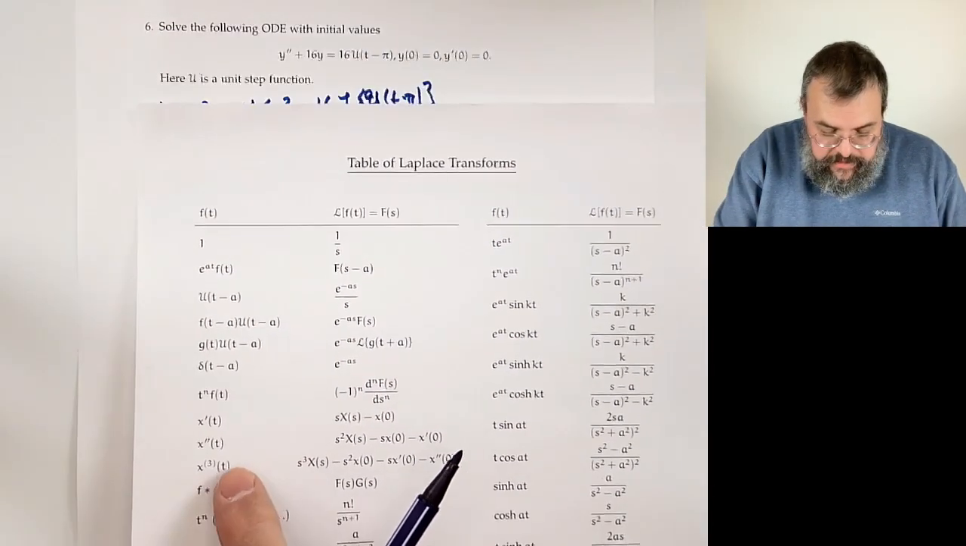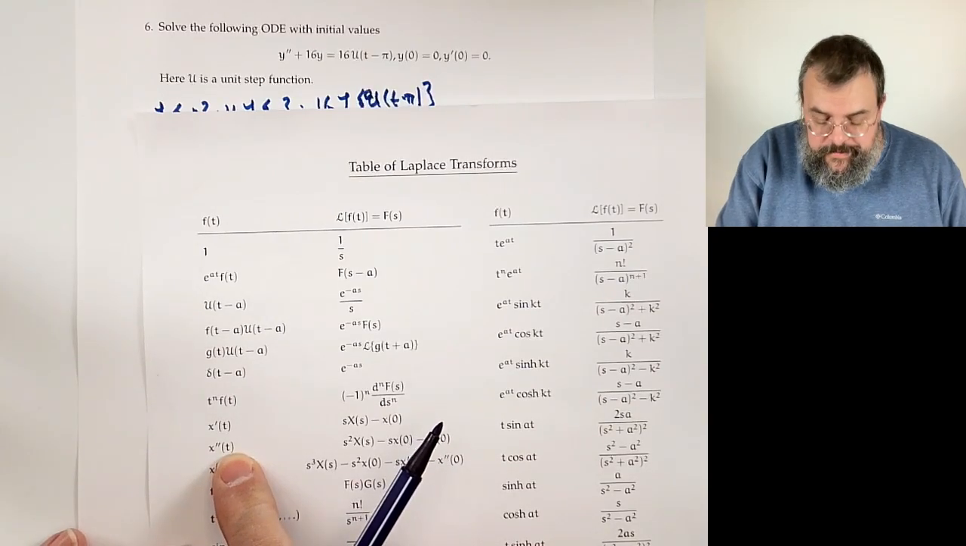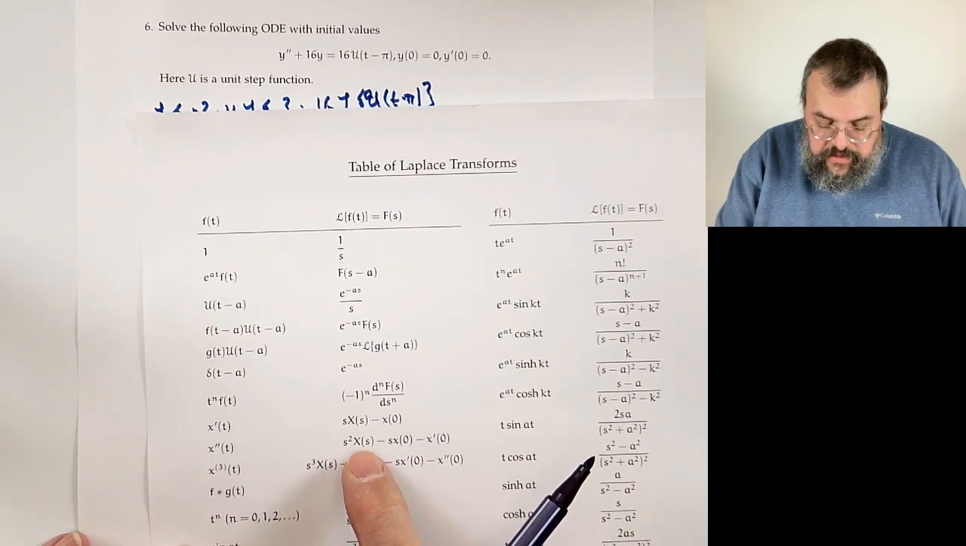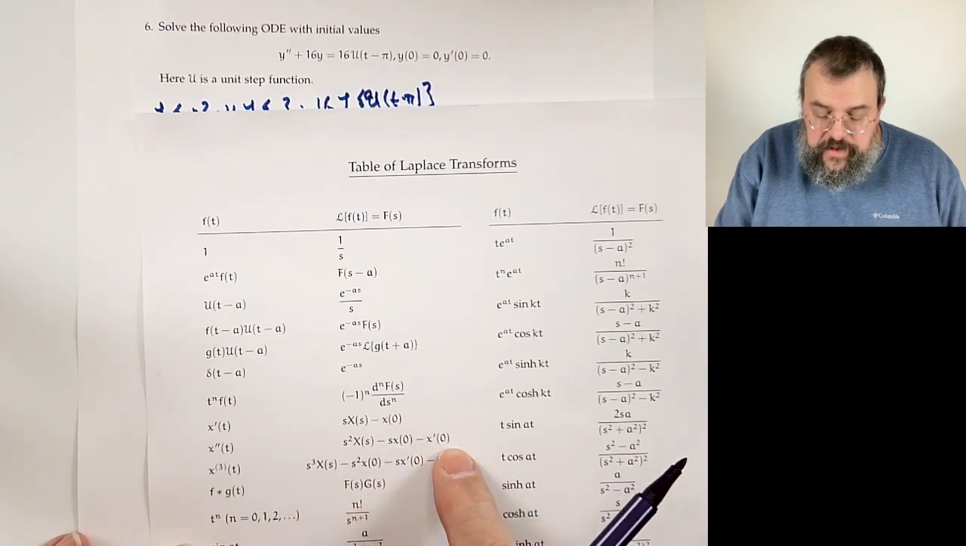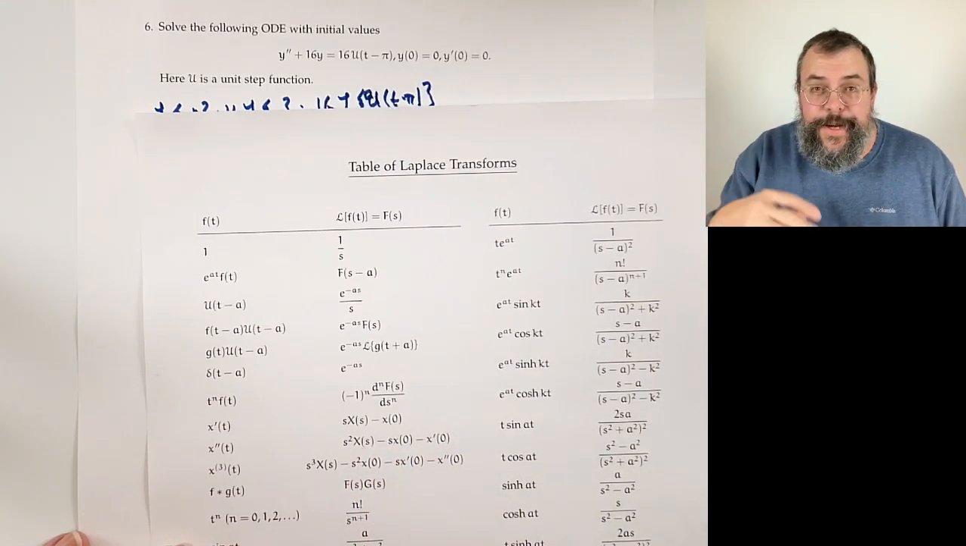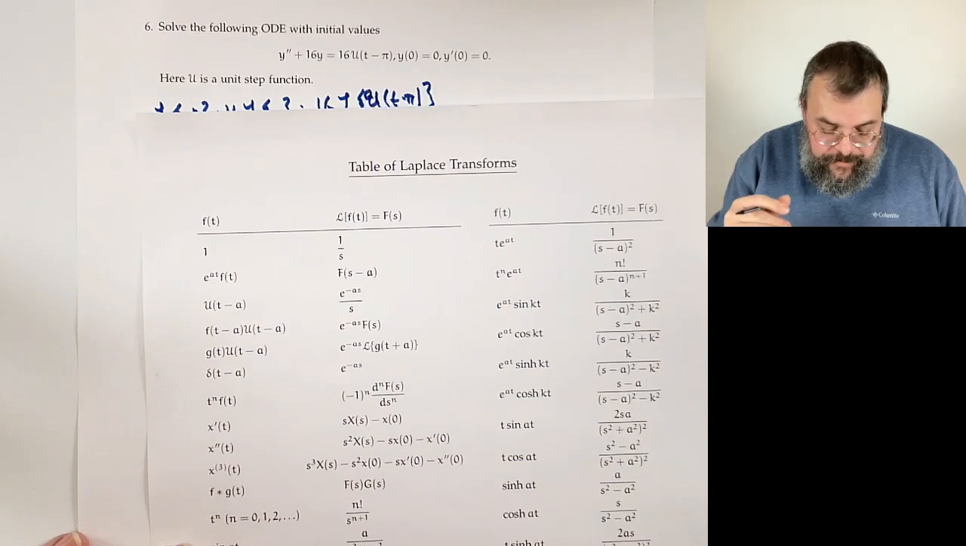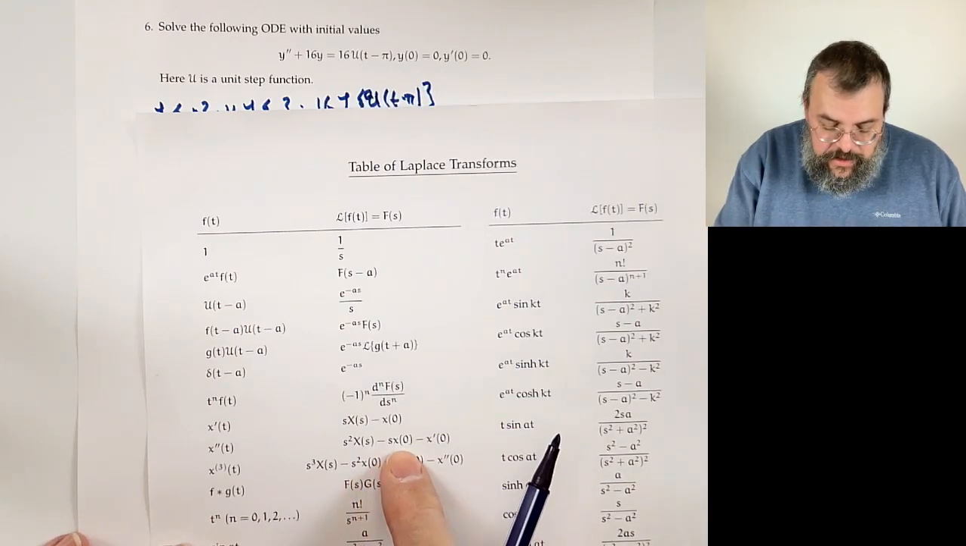So x double prime, well, y double prime, same thing. It would be s squared y of s, 0, 0. Okay, so those terms go away, which is great. Good for us. So those go away.